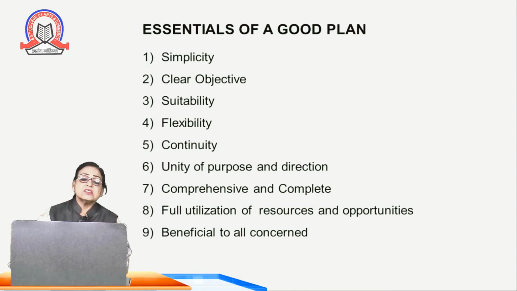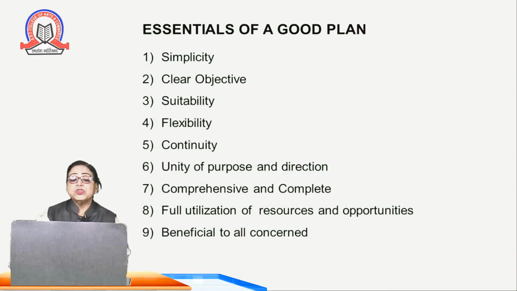Next is comprehensive and complete. Here comprehensive relates to covering all the possible prospects, covering all the possible areas, available resources and many more things. That is called comprehensive. And complete in the sense that it gives us complete instructions, complete guidance, and it can get completed easily. Next is full use of resources and opportunities. A good plan must take care of the availability of resources, utilization of resources and opportunities available in front of the manager. Everything is considered in a good plan.